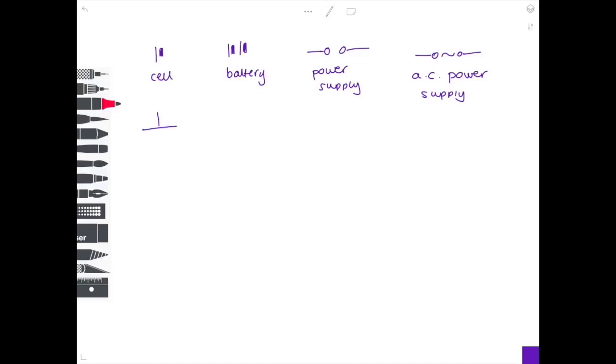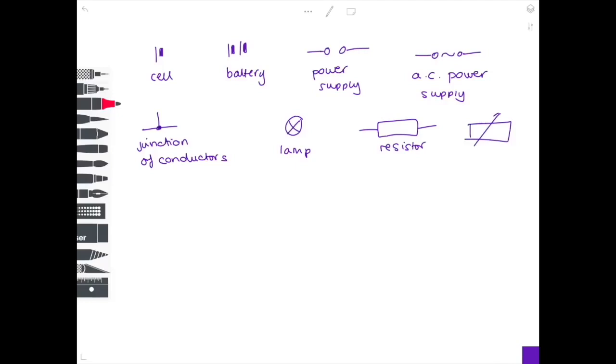This gets more complicated now. This particular symbol is the junction of conductors. A lamp is just a circle with a cross in it. Moving on to the family of resistors, so a simple rectangle is just a regular resistor. One that has an arrow going through it is a variable resistor.